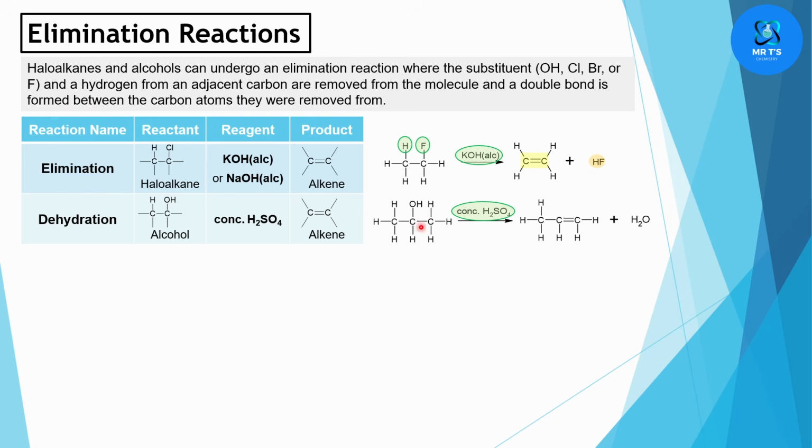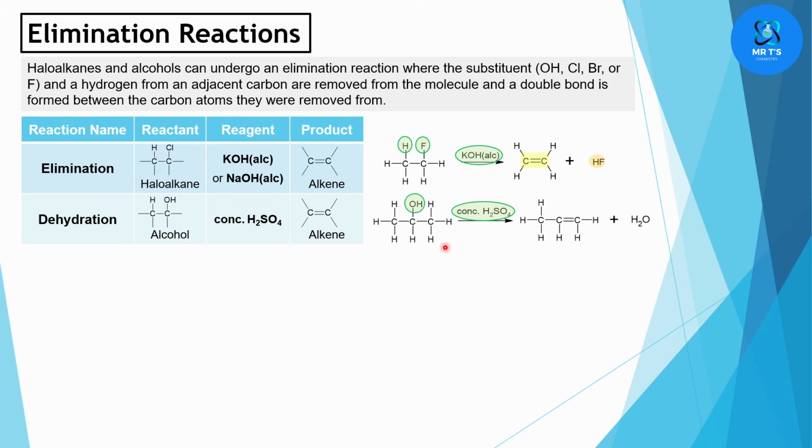So essentially what happens here is we remove the OH functional group and hydrogen from an adjacent carbon. In this case, there is either the carbon on the left or the carbon on the right. Now, because this molecule is symmetrical, it doesn't matter which one we remove it from.